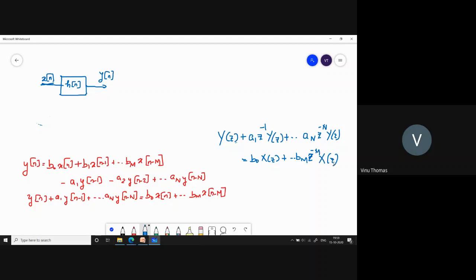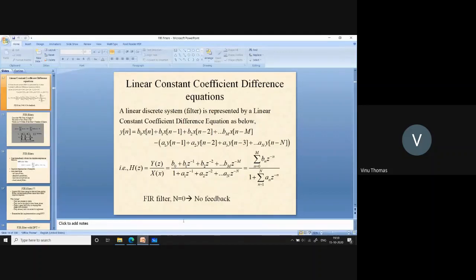Okay, so that's the general equation. So which means I can write H of z is equal to y of z by x of z, which should give you the system function or the transfer function of the system that we are going to consider here. So let us return to the PowerPoint presentation.